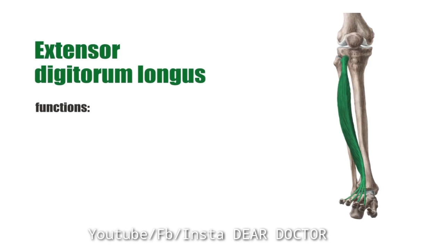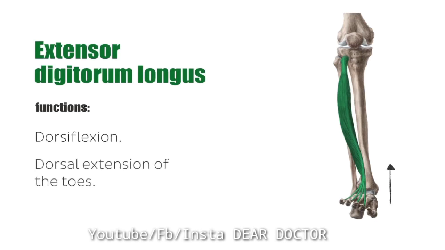And in terms of functions, like the other extensors of the legs, the extensor digitorum longus is going to be performing dorsiflexion. And if you remember correctly from the tibialis anterior, dorsiflexion is when you lift the back of your foot towards your tibia, and seen here represented by this arrow. Additionally, the extensor digitorum longus is going to be performing dorsal extension of the toes from the second to the fifth toe, as you can see also here on this image.